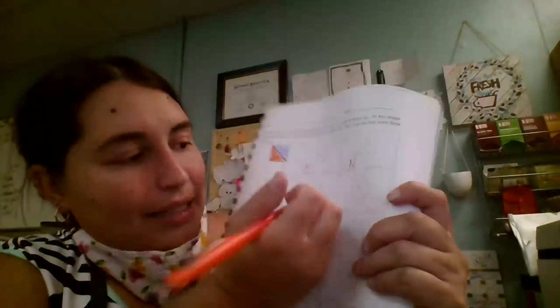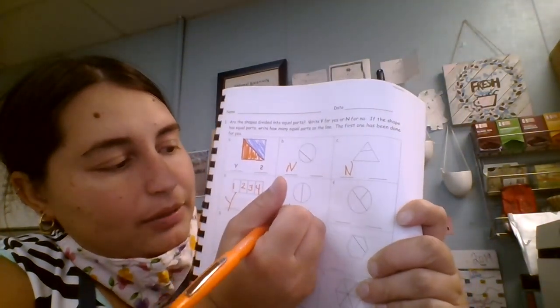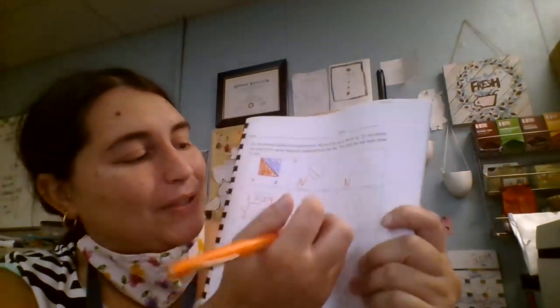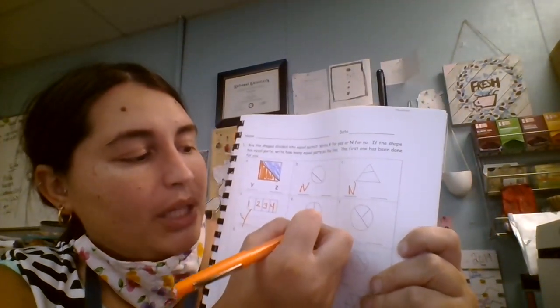Hopefully you said yes. Yes, it has been split into equal parts. How many equal parts? 2 equal parts. Let's look at this bottom one.